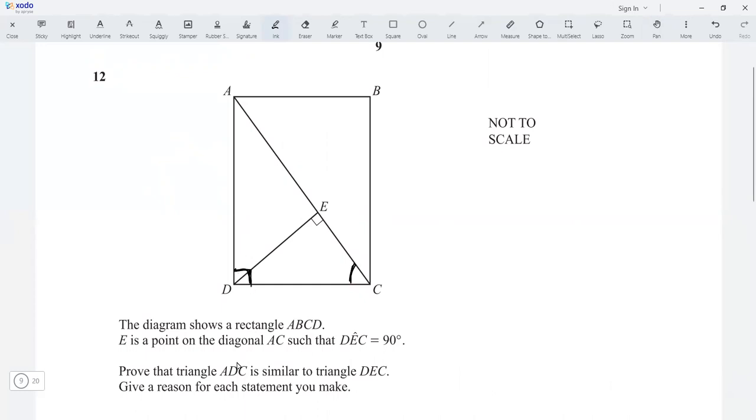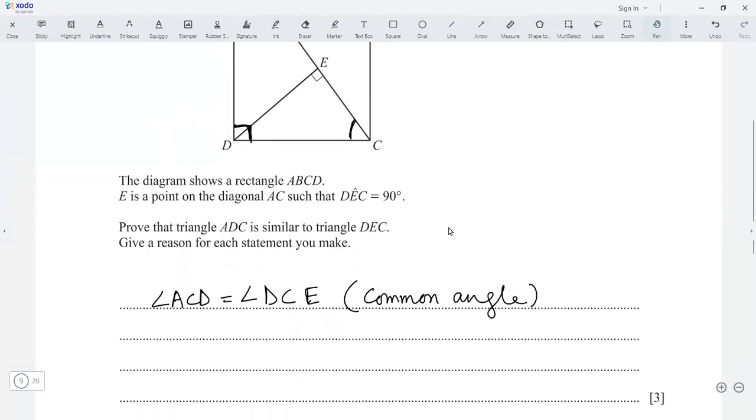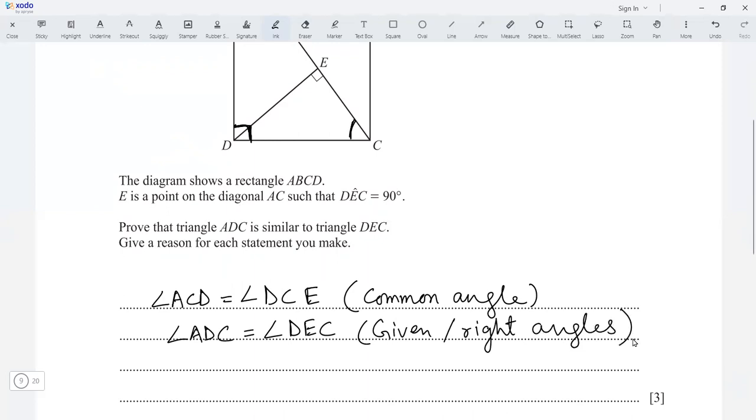So we can write down the order must be same, ADC, so it must be DEC. So angle at E is 90 degrees. So we can write down angle ADC is equal to angle DEC, and we can say it's given, or the other reason is these are right angles. So when there are right angles, both are equal to each other. What is the next information which must be equal? That's the other angle, the third angle in a triangle. When two angles are equal, the third angle must be equal.